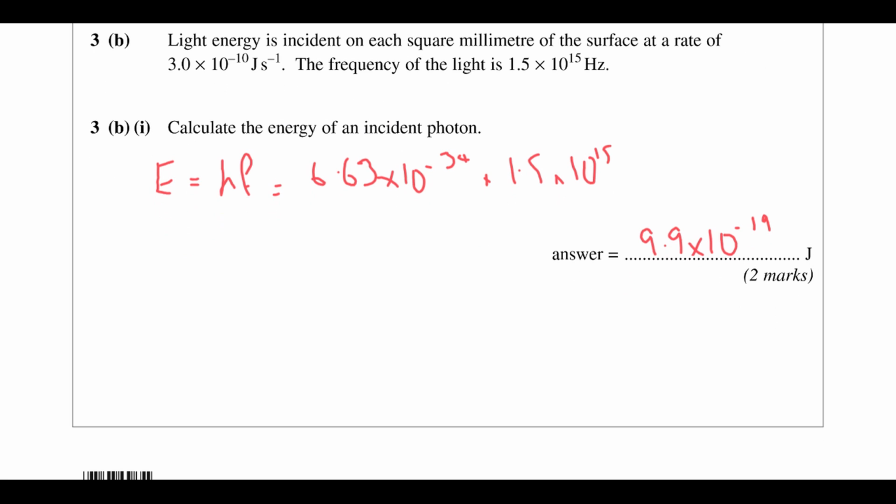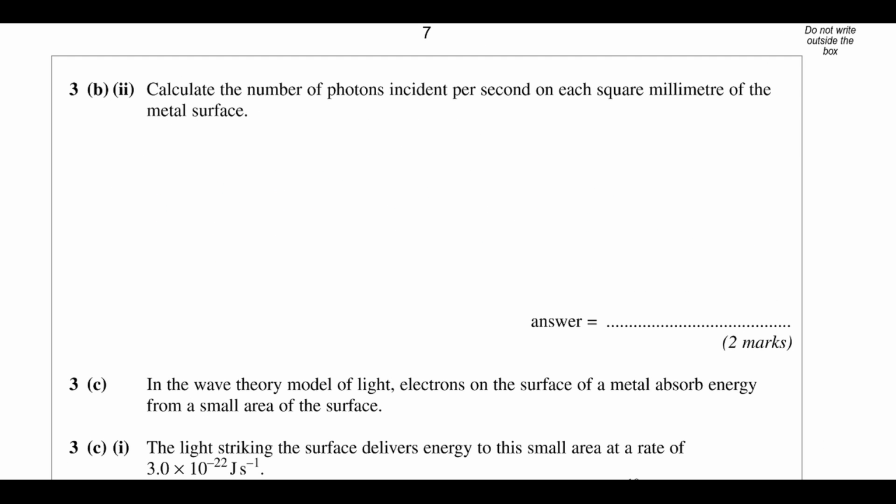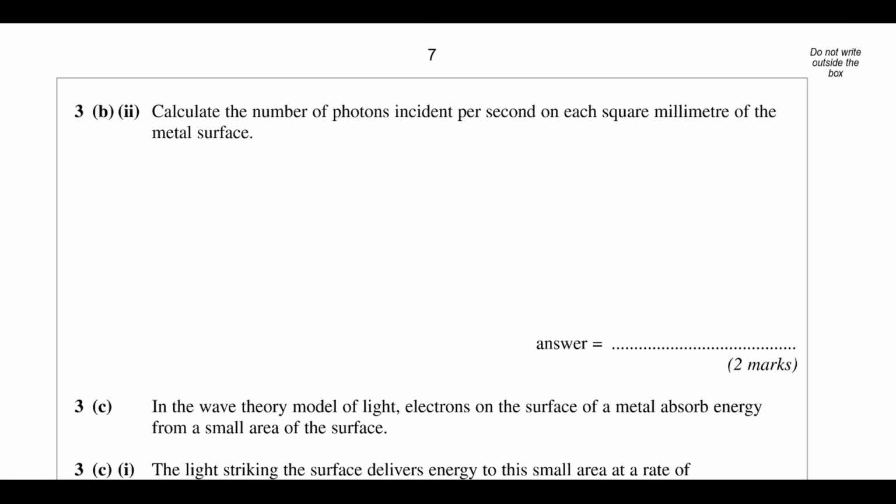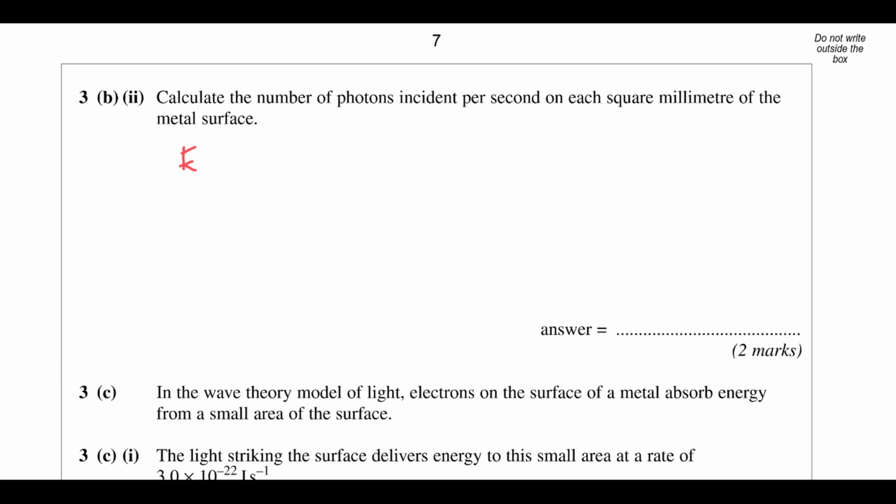So we want to know the number of photons that are incident per second on each square millimeter. So we know the total energy incident, and we know how much energy each photon has. So we need to then use that to work out how many photons there are per second. So the total energy per second, we got that earlier, that was 3.0 times 10 to the minus 10, and the energy of one photon was 9.9 times 10 to the minus 19.